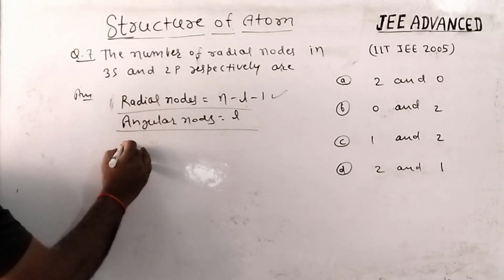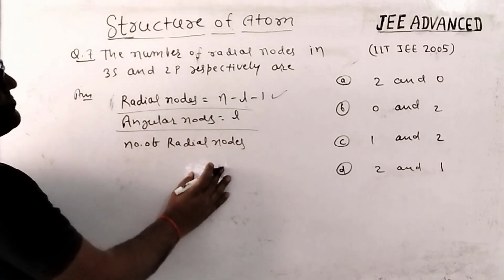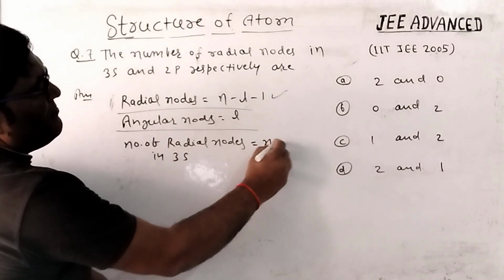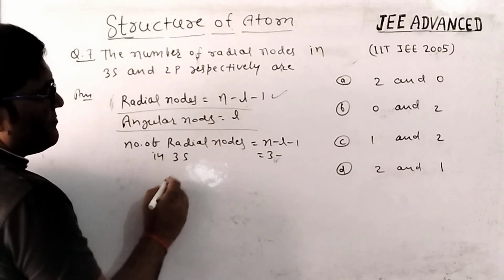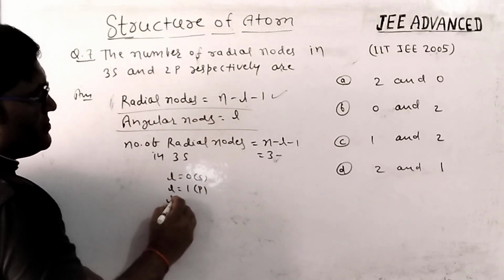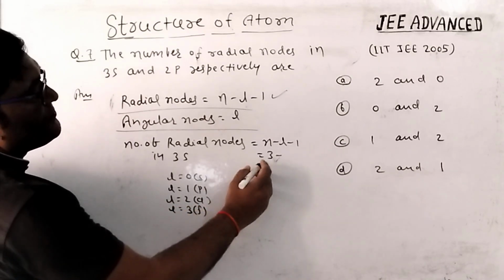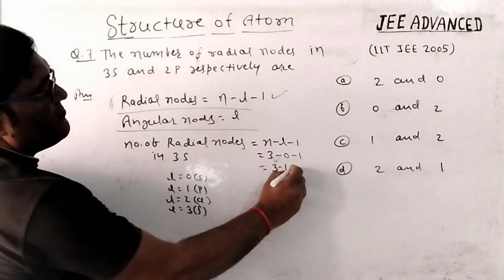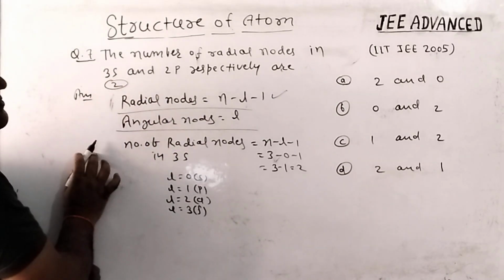Now with the help of this formula we can solve this question. Now the number of radial nodes in 3s: n minus l minus 1, n is 3 minus 0, since l is equal to 0 for s, l is equal to 1 for p, l is equal to 2 for d, and l is equal to 3 for f. Now 3 minus 0 minus 1, 3 minus 1 is equal to 2. So the total number of radial nodes in 3s is 2.